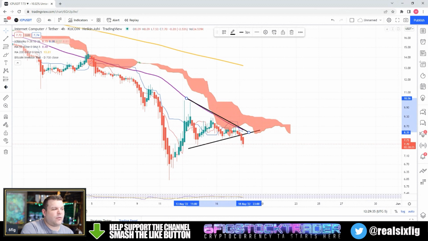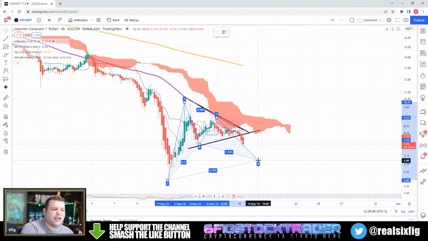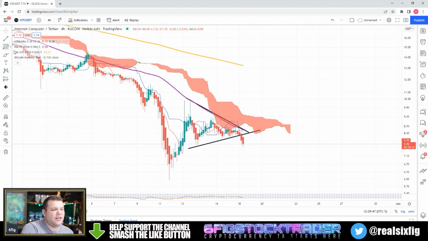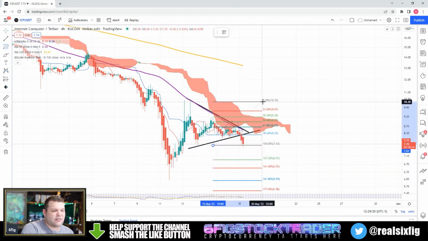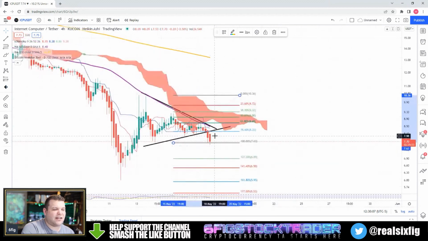But there is something that I want to point out here, and the fact that there may be some sort of Gartley pattern that's going to pull price down to anywhere around like the $7.32-ish level. And let's just go ahead and try to figure out if this is a Gartley pattern. We may see price come down to this $6.89 level. And if it passes through that, we might see a bottom around the $5.95 level. So just be on the lookout.